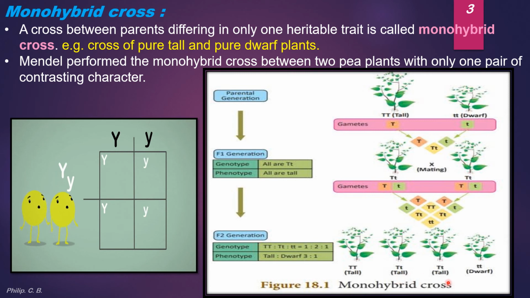But these both will be tall, the reason being dominance: since capital T is dominant, the feature seen will be tallness, whereas the fourth one, small t small t, will be for dwarfness. So here one pure tall, one pure dwarf and two hybrid ones. The phenotypic ratio will be 3:1, whereas the genotypic ratio will be 1:2:1. So as you can see, that is the animation of how the monohybrid cross can take place.